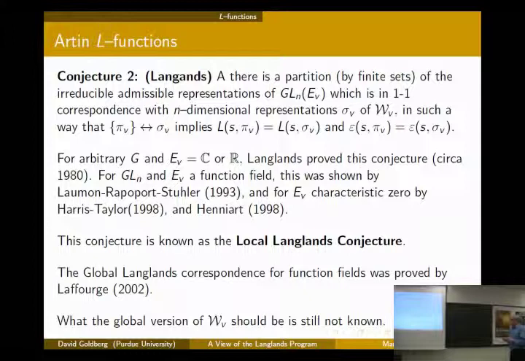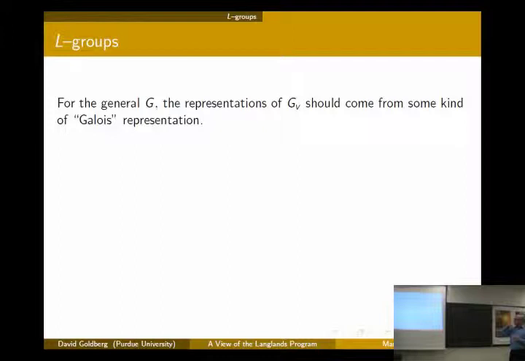So the global Langlands correspondence we can understand for function fields, and that is what Lafforgue did to win the Fields Medal in 2002. But here's one place where what should be the Galois object in the global case is just not known.